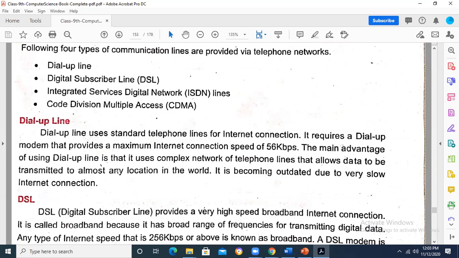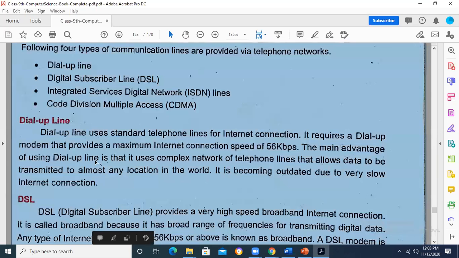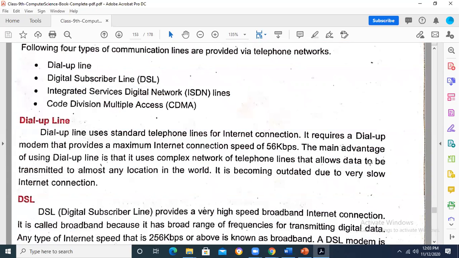So we should read whatever is written in the book. Dial-up lines use standard telephone lines for internet connection. They have limited it to internet connection, but I had told you that a dial-up connection is not only used for internet connection. It can be used to connect one office to another office through a telephone line. Keep in mind, it requires a dial-up modem that provides a maximum internet speed of 50 kilobits per second, which is very little nowadays.